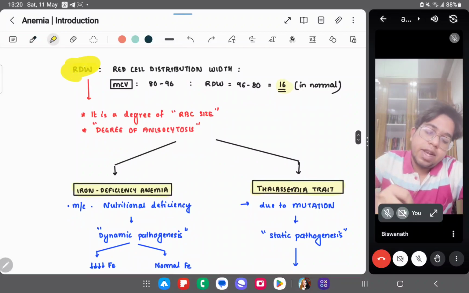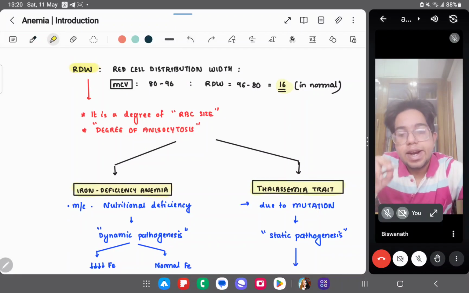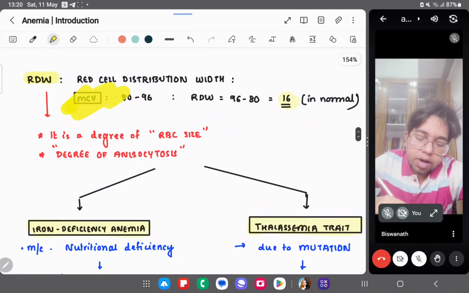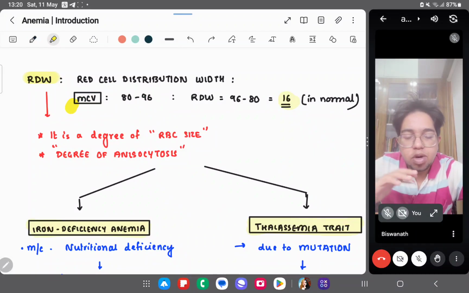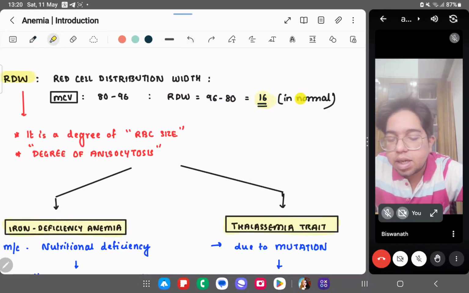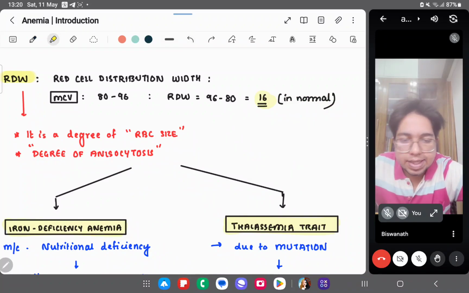Important thing, we'll have our RDW. RDW is the red cell distribution width. How to calculate RDW? MCV is 80 to 96, right? So RDW is just the lower limit subtracted from the higher limit. So RDW is 96 minus 80, which is 16. So normal RDW is 16, the higher limit of MCV minus the lower limit of MCV.